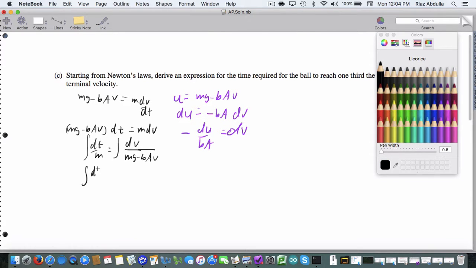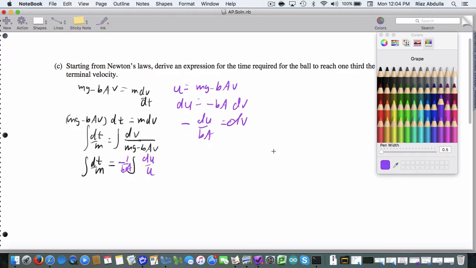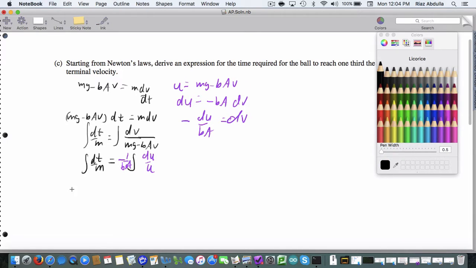So we're going to get dt over m equals, and now our integral is going to change up a little bit. We'll have a little negative sign here. I'm going to just pull some things out of the parentheses. So we're going to actually have here negative 1 over BA du over u. Let's multiply both sides and get some stuff simplified. So we're going to have negative BA over m dt integrated equals du over u integrated.